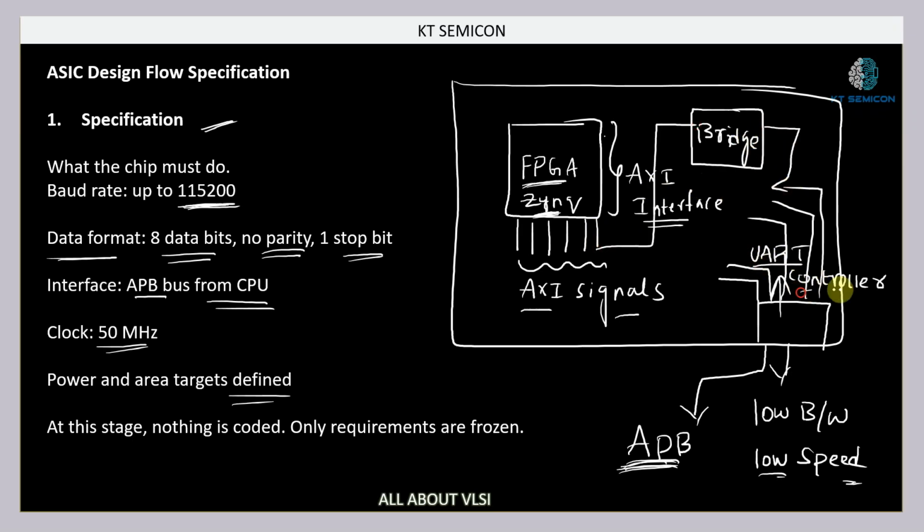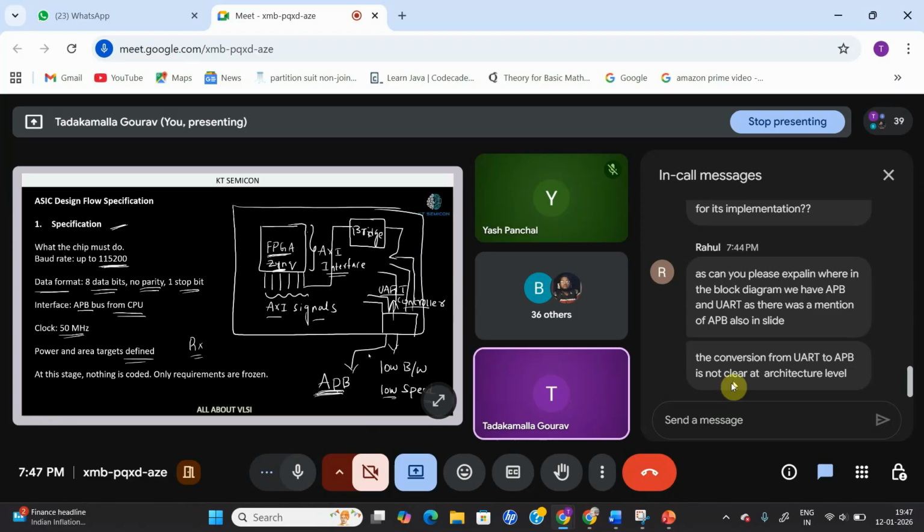And this UART controller, after receiving the commands from the chip, your FPGA or ASIC, through this bridge, is going to convert those signals or transactions into UART signals. Like for UART, we will have RX and TX, right? So it is going to convert the commands which it has received from the FPGA or ASIC using the APB interface into UART related signals. That is the process that is going to happen. Is it clear?